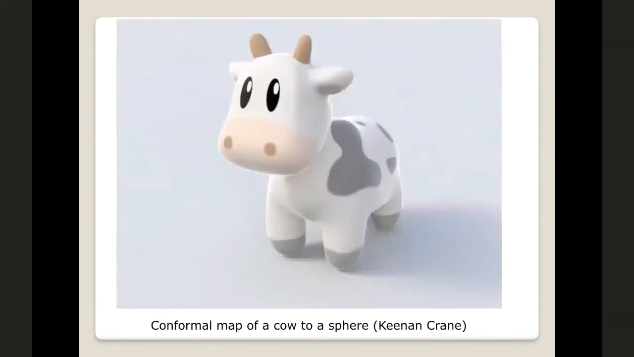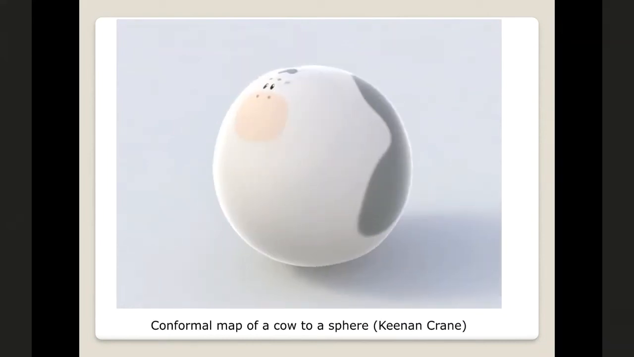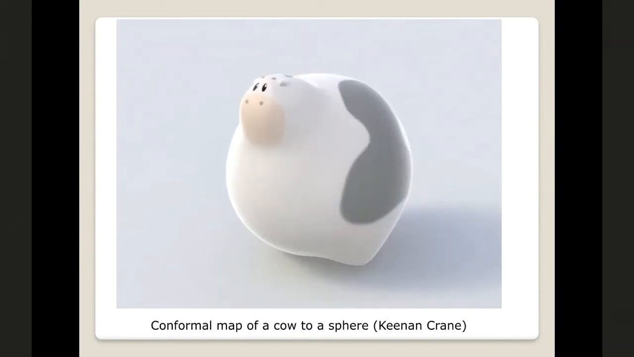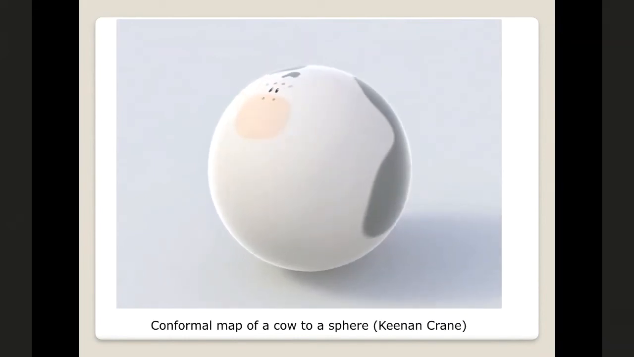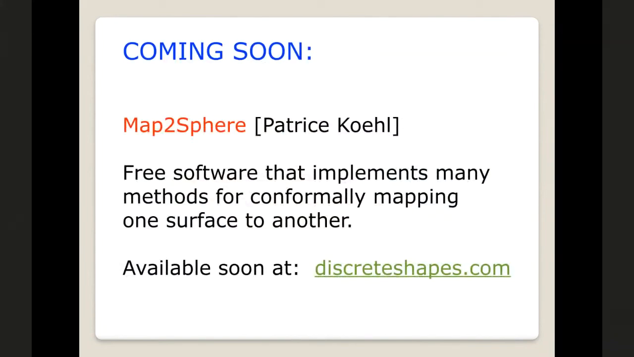Keenan Crane implemented a particular method of sending cows to, so I don't know if you can hear that. So this actually did send that cow, a discrete approximation of that cow, to a triangulated sphere in an angle-preserving way.